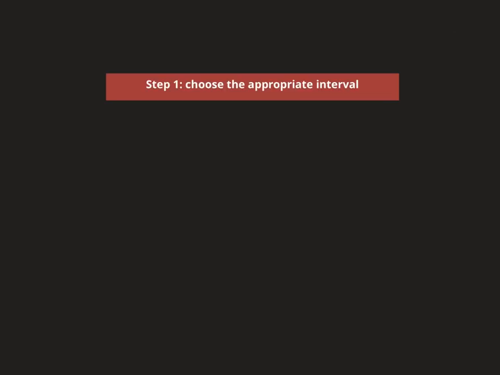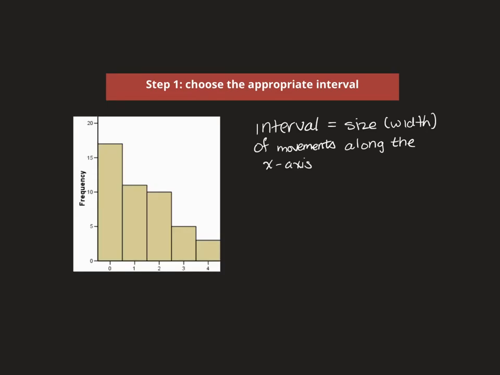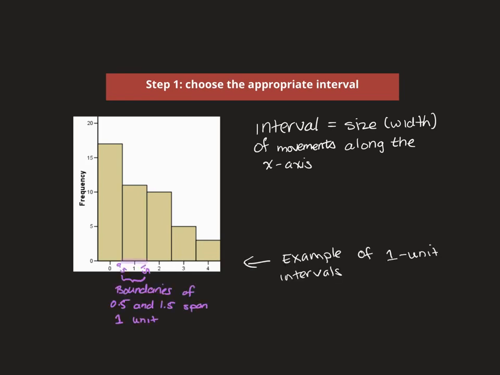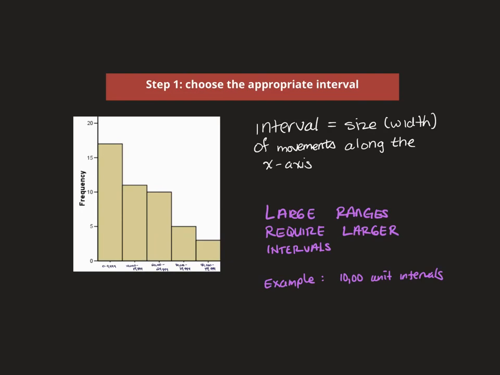Let's move through the steps it takes to create a histogram, starting with step 1. We need to choose the appropriate interval for a quantitative data set. Remember, if your data are qualitative, you cannot use a histogram. If the range of your data is quite small, such as moving from 0 to 12, you can use 1-unit intervals. However, if you have a larger range to your data, such as 10,000, 100,000, 47, 125, you would need to use larger intervals to best summarize your data.